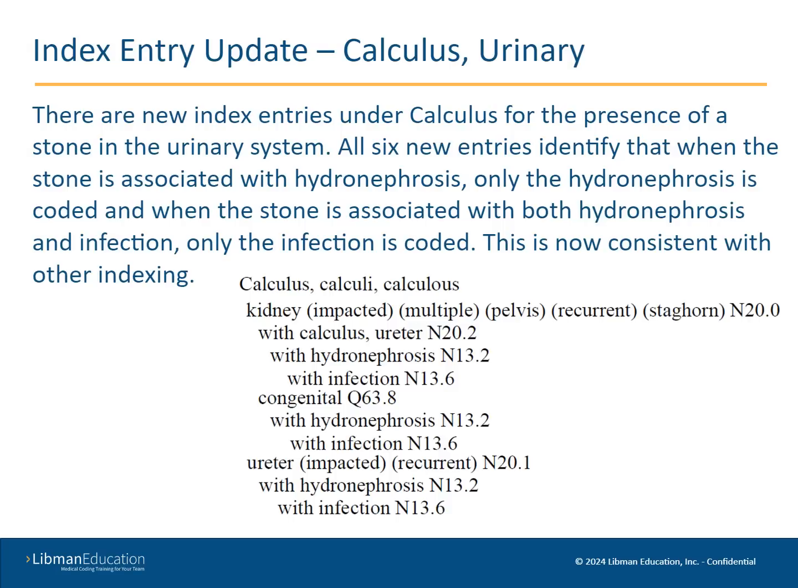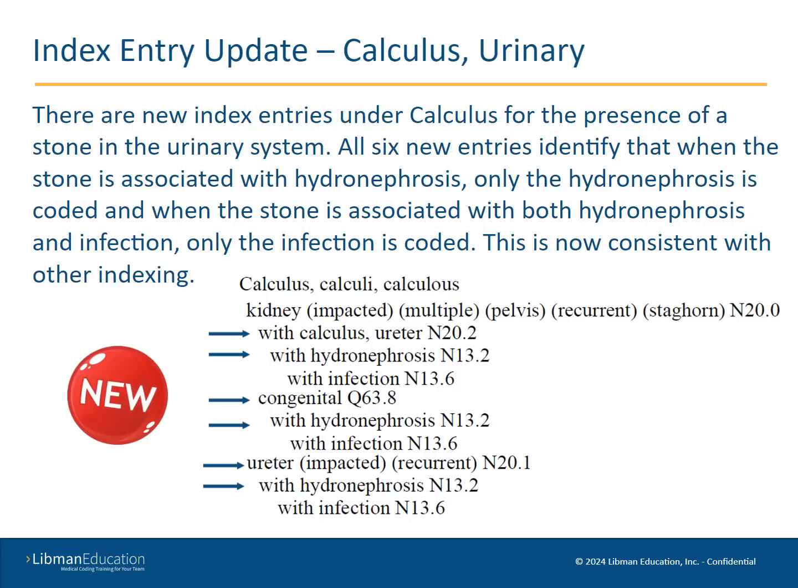There are new index entries under calculus for the presence of a stone in the urinary system. All 6 new entries identify that when the stone is associated with hydronephrosis, only the hydronephrosis is coded, and when the stone is associated with both hydronephrosis and infection, only the infection is coded. This is now consistent with other indexing.